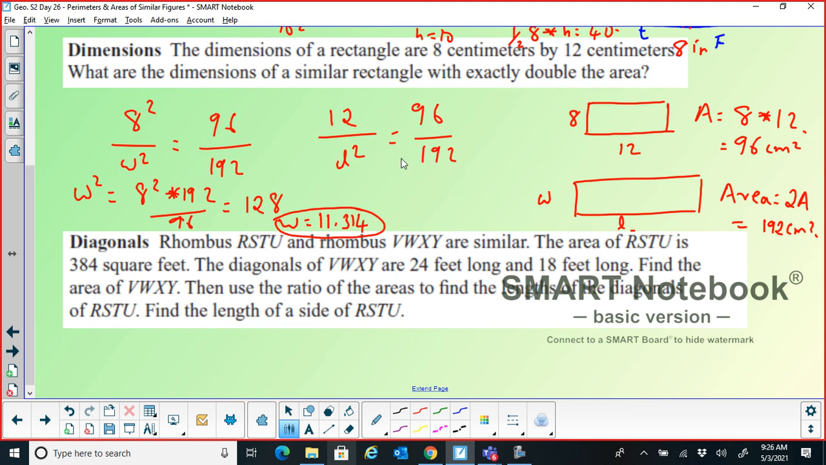So here in this one, L squared equals 192 times 12 divided by 96. It should be 192 times 12 divided by 96. So I get 192 times 12 divided by 96 as 24. So L squared equals 24.